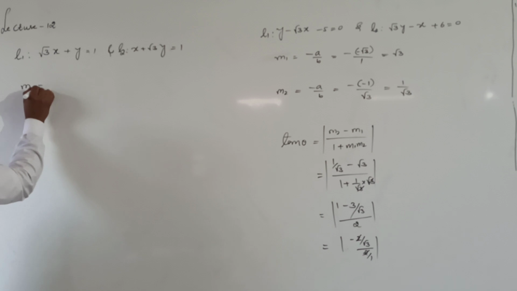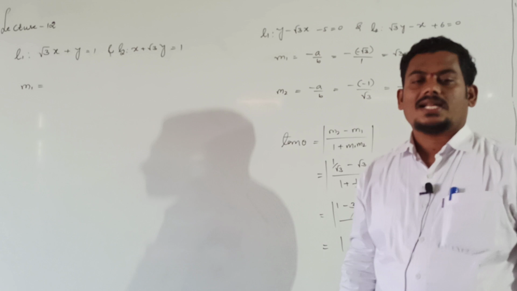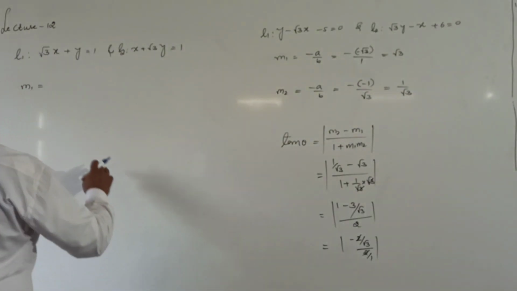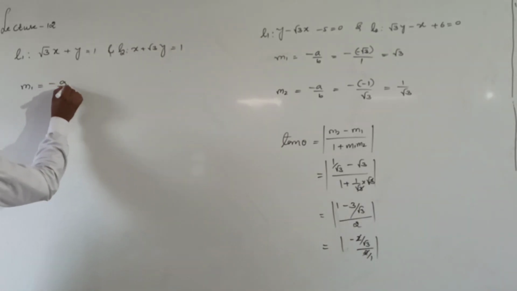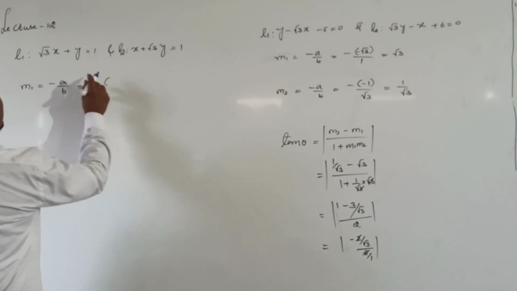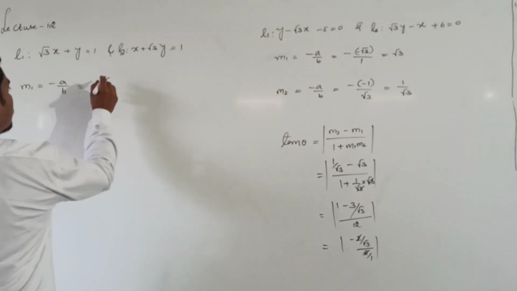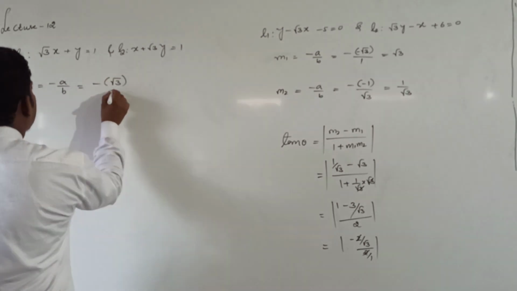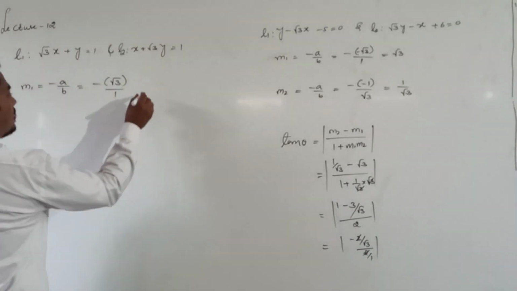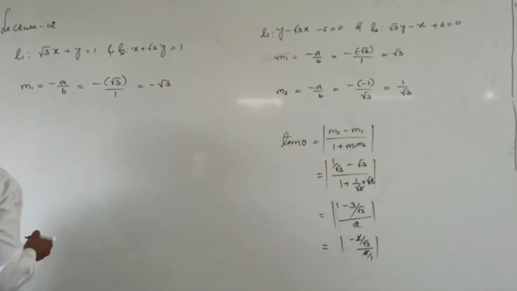Write slope of line 1, I will take it as M1. M1 is slope of line 1, right? Tell me slope of line 1. Slope of ax plus by plus c equal to 0 is minus a divided by b, right? Minus, in this case, in L1, what is a value? Coefficient of x is a. What is coefficient of x? That is root 3 divided by b. Coefficient of y is b, that's equal to 1. You get minus root 3.